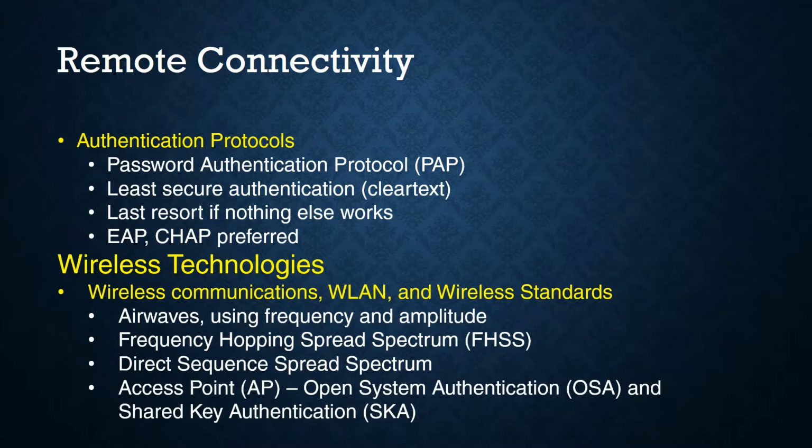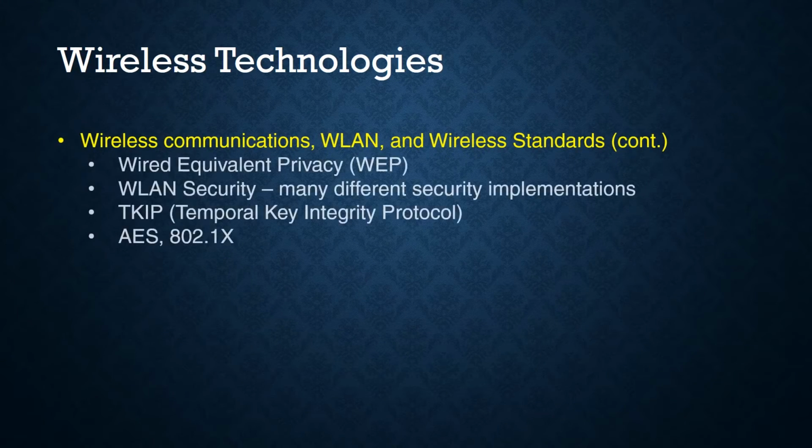And we have access points, or APs. They use open system authentication and shared key authentication. Here we have Wired Equivalent Privacy. That's a protocol that was first introduced by the 802.11 standard, but it had a number of flaws. It had poor authentication, poor integrity. It was very weak in creating the keys. It didn't have any randomization.